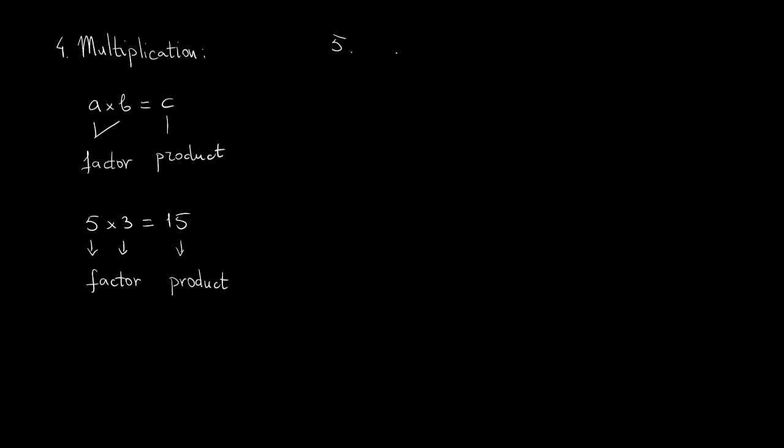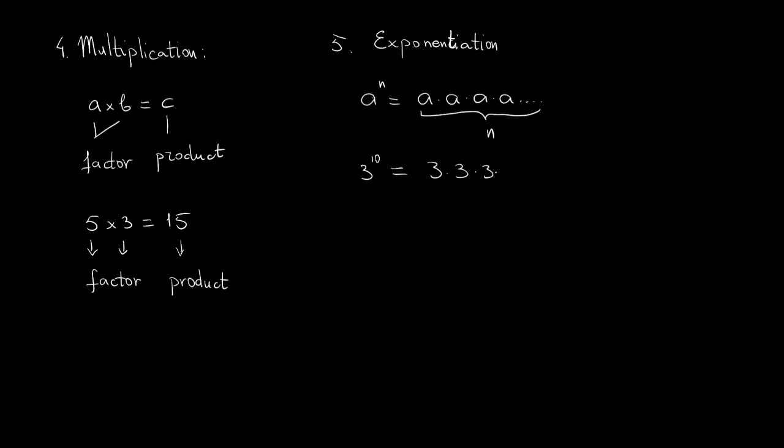Now, let's talk about our fifth operation, which is exponentiation. For example, we can raise the number a to the nth power. This means multiplying a by itself n times. For instance, we can write 3 raised to the power of 10 as 3 multiplied by 3 times 3 times 3 and so on 10 times. However, to write it more concisely, we can express it as 3 to the power of 10.